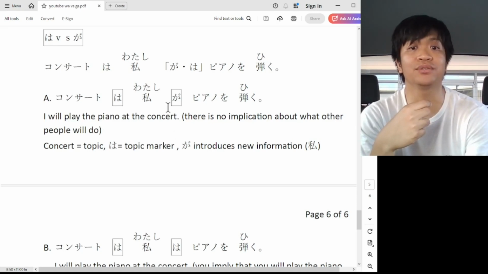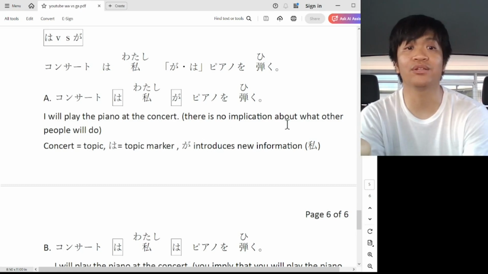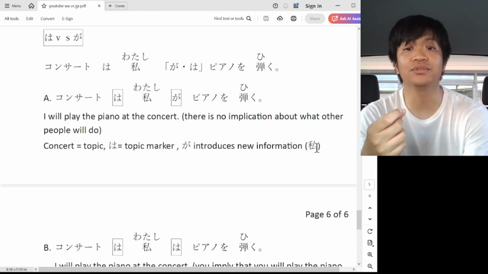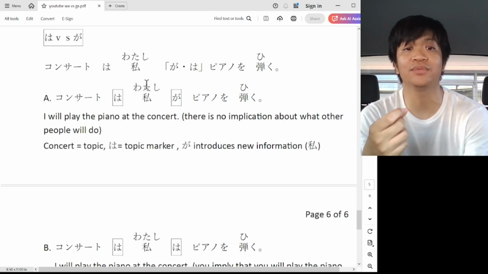Because we're using が, there's no implication about what other people will do. This is just giving the new information. Here, concert is the topic. The wa is the topic marker. Ga introduces the new information, which is watashi.